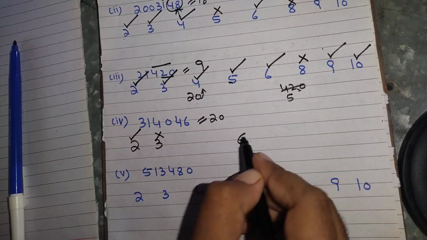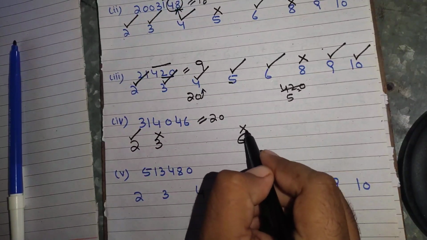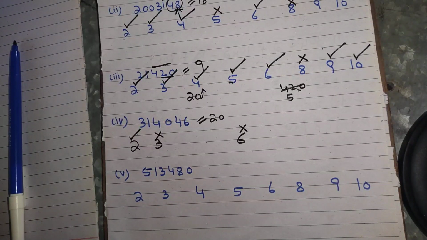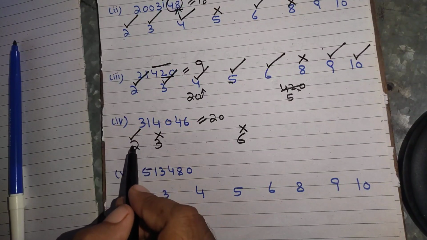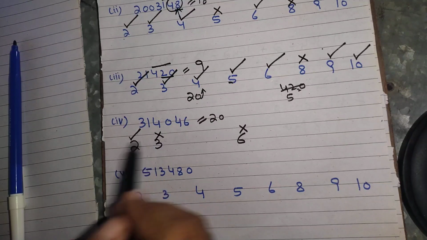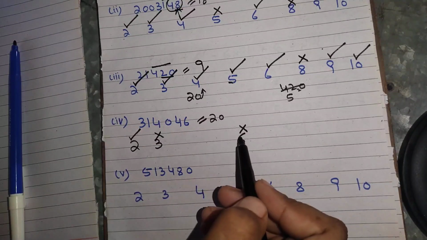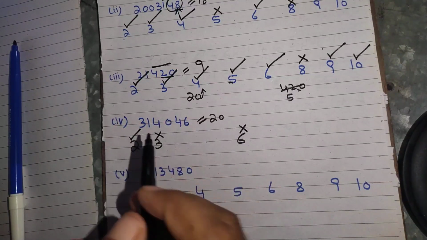Definitely for 6, we have already discussed that 6 will also not be a divisor of this number, because 2 is satisfied the rule, 3 is not satisfied. So according to the rule, both must satisfy the rule for 6 to be a divisor of that number.